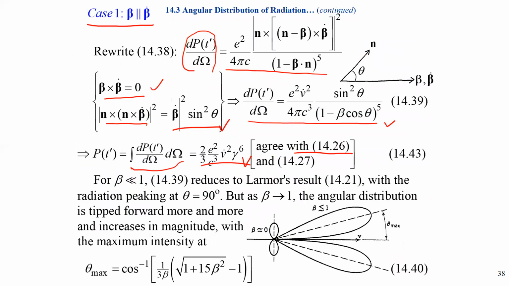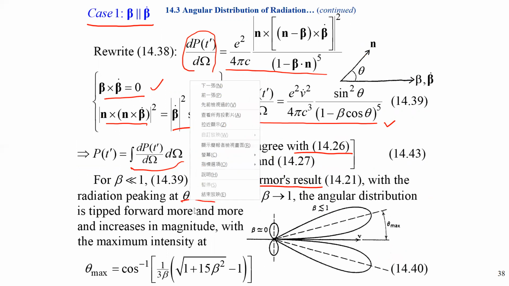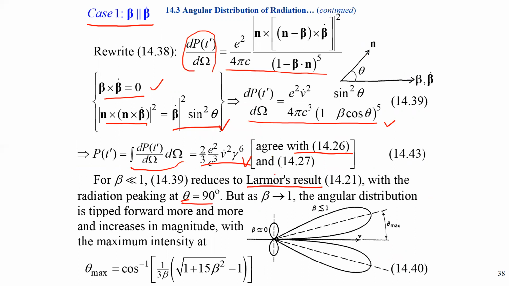Let's verify our derivation. For beta smaller than 1, which means non-relativistic, Larmor's result with radiation peaking at theta equals 90 degrees, perpendicular. Okay, that's the normal result. Maximum value, very small, so drop this term. Maximum value is pi over 2, okay, 90 degrees.